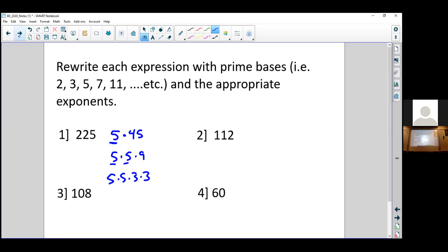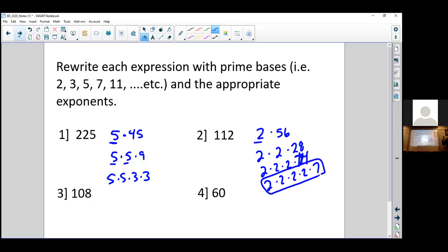Let's do the same thing with 112. I think my smallest prime number that would work would probably be 2. And 2 times, was that 56? I know 2 is a prime number, so I'm going to leave it as is. But then I know that 56 is going to break down to 2 times, is that 28? I know that 28 breaks down to 2 times 7. Nope, oh shoot, 14. I went ahead in my head. And I know 14 breaks down to 2 and 7. So if I multiply 2, 2, 2, 2, and 7 together, I would get 112.